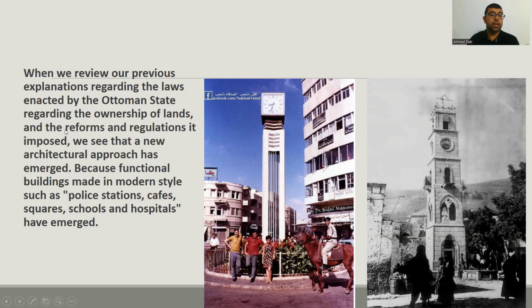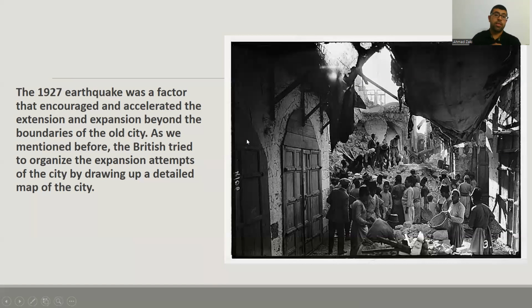When we review our previous explanation regarding the law enacted by the Ottoman state regarding the ownership of the land and the reforms and regulations it imposed, we see that a new architectural approach emerged. Functional buildings in modern style, such as police stations, cafes, squares, schools, and hospitals, emerged. From these two photos, we can understand the difference between these two eras. The right one is about the Ottoman era, and the left one shows the Jordanian era.